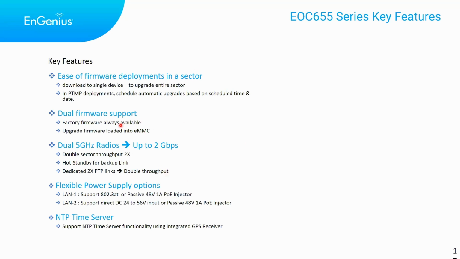So with a dual radio, you are able to have 2.5 gigabits per second maximum. So that means you can have a combined aggregated speed for both radios, or you can have it work in standby mode as a backup just in case.